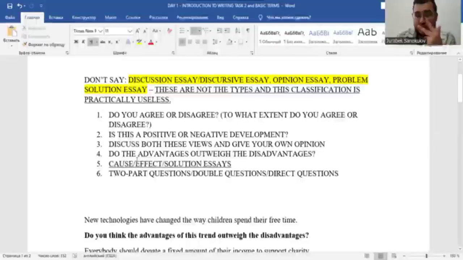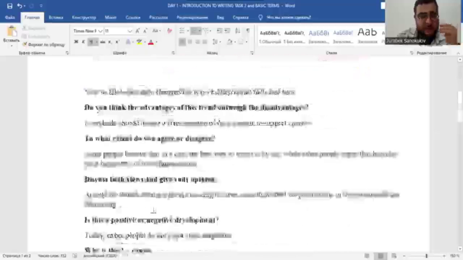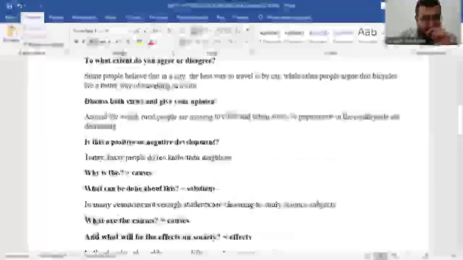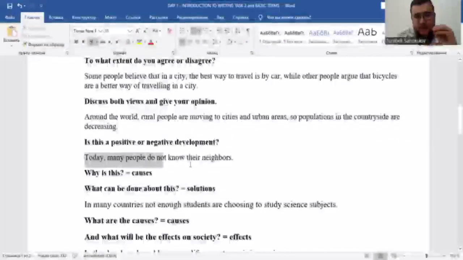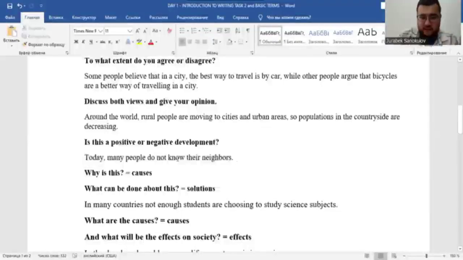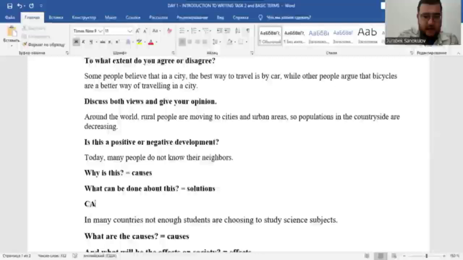Now I'm going to show you examples of questions for each of these, right? Now look at this one. Today, many people do not know their neighbors. Why is this the case? So it's asking the causes and what can be done about this, solutions. So this is the causes and solutions essay.